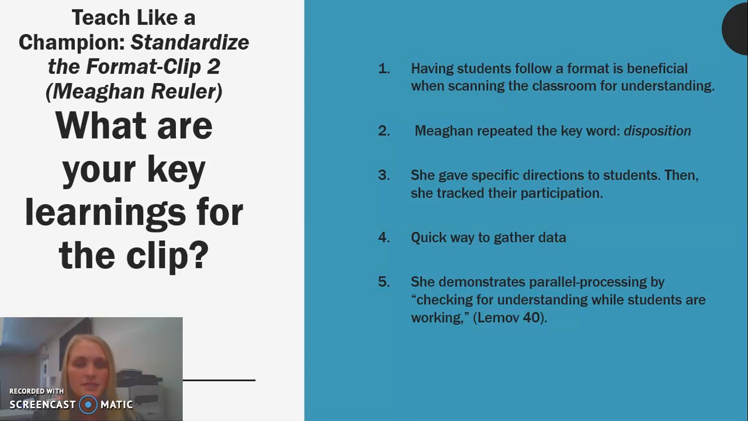She also gave specific directions to students, and so I was able to see how this method really works whenever you're telling a student what they need to do, and that helps you be able to look in a specific spot to see how students are understanding. It's a very quick way to gather data, which I observed. And I saw Miss Ruler demonstrating parallel processing, which is checking for understanding while students are working. So she's walking up and down the aisles, observing what the students are writing on their paper.